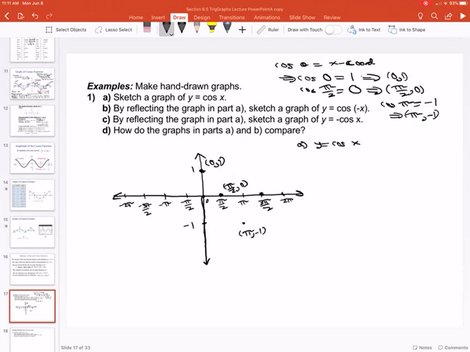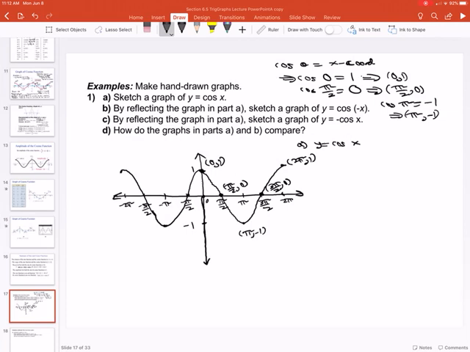I know the cosine of 3 pi over 2 is 0, so I'm going to go ahead and plot that point. I know the cosine of 2 pi is 1. So here, between 0 and 2 pi, right, I can go ahead and sketch in this way. And we know this graph repeats itself. So I already know what the left side looks like. I'm going to go ahead and finish it out. So here's our graph of cosine x.